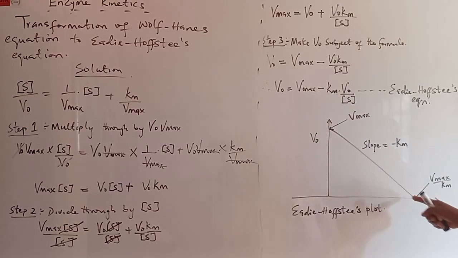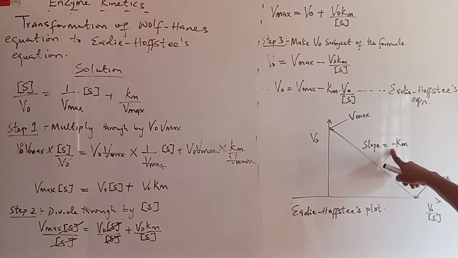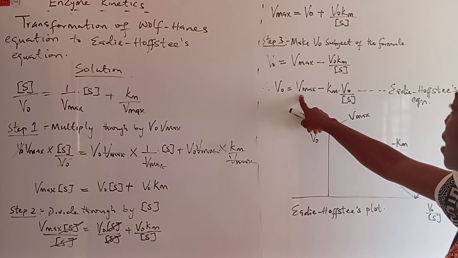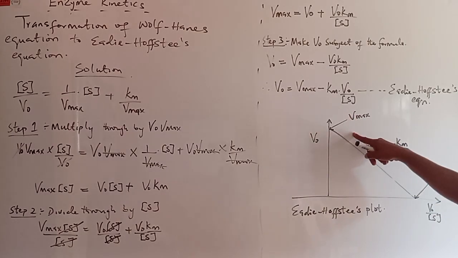And you can see it's a negative slope. That is why the graph is looking this way, the plot is looking this way, because the slope has to be a negative slope, which represents minus Km. And then the intercept on the y-axis is going to be what is left there, which is the Vmax.